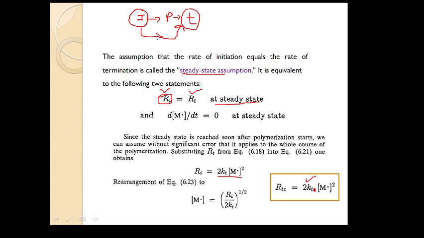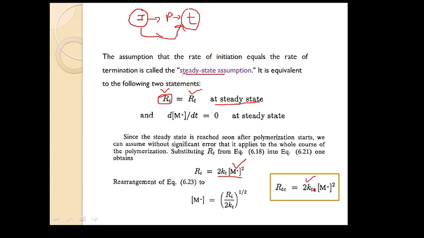Here, simply what we have done is rearranged this expression. Take M dot squared on this side, so 2 Kt will come over here: Ri divided by 2 Kt. But this is a square term. To remove the square term, you have to take the square root of this. So it will be equal to Ri upon 2 Kt, raised to one half. So we can say that the total concentration of the active radical chains in the system is equal to the ratio of the rate of initiation to the rate constant of termination, in square root order.